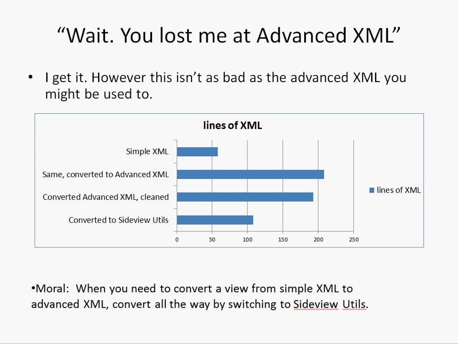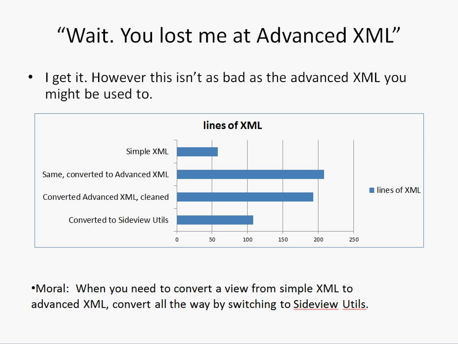So the first way, we'll build it in the simple XML. We can't really do everything that we wanted to do in the simple XML, but we can do a lot of it. It's 58 lines. Now let's use Splunk's conversion process to convert it to the advanced XML. Oh my God, it becomes 208 lines. Some of you will be familiar with this particular moment, and you're not fond of it. This is the moment that makes everybody hate the advanced XML.